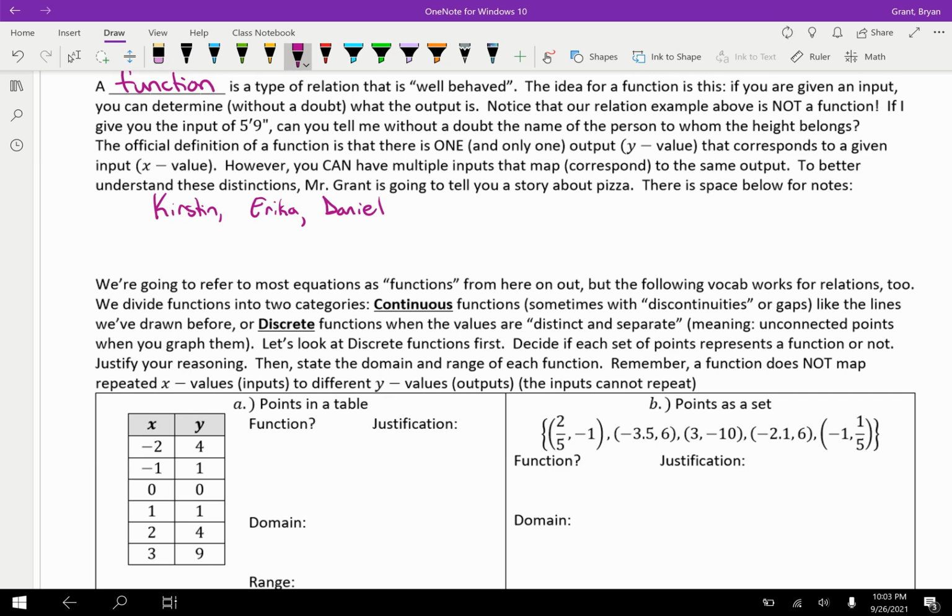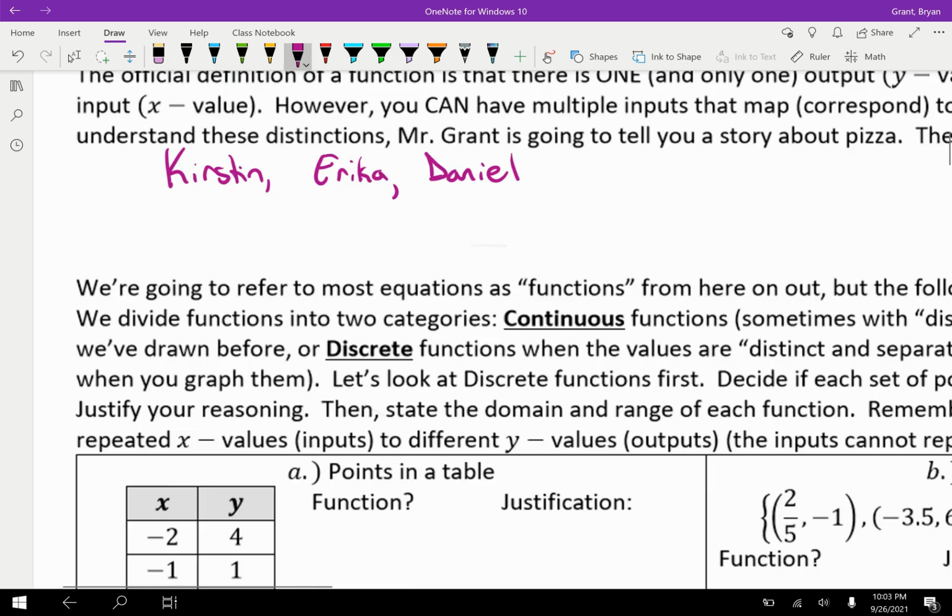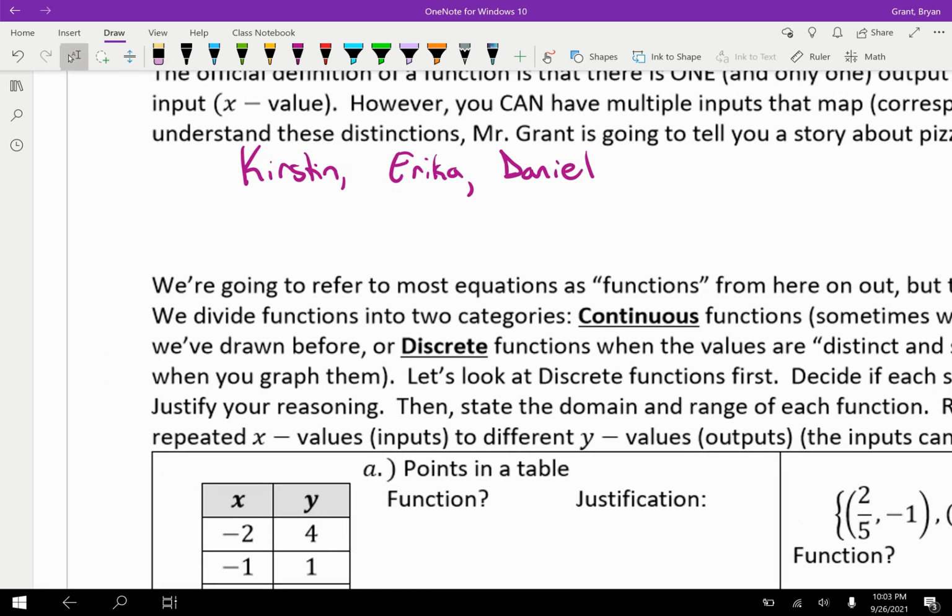So Kirsten walks up to the counter and she says, hey, guy says, how's it going? She goes, yeah, I'm going super well. I would like to order 1 large pepperoni pizza. So her input at this point is going to be 1 large pepperoni pizza. And the cashier says, okay, that's awesome. That is going to cost you $10.